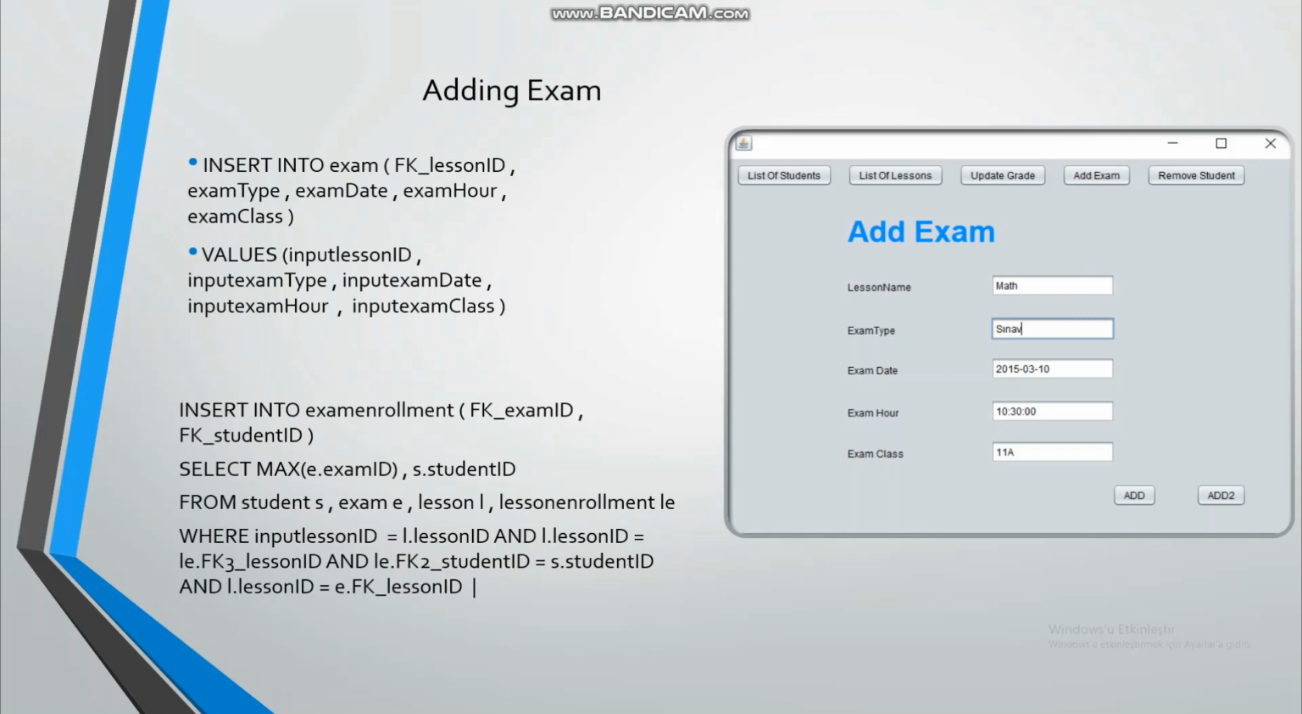The next question is how we select which students should have this exam. We use the lesson table as an intermediary. In the first query, we add the exam into the lesson. But in this query, we look at which students are taking that lesson. And we use this information to select which students we must insert into the exam enrollment table. This is how the adding exam page works.